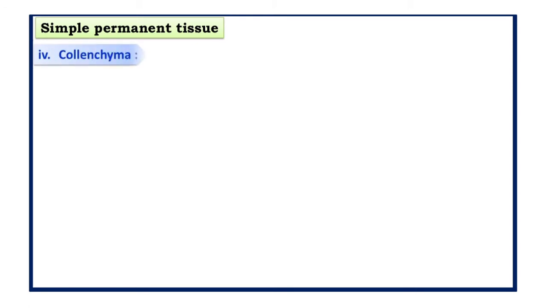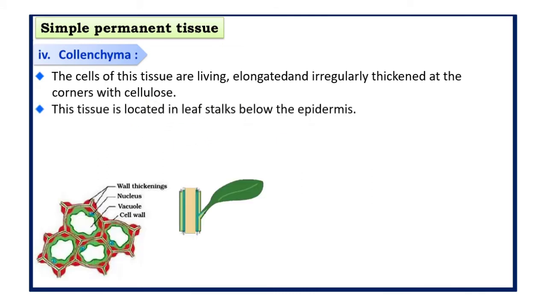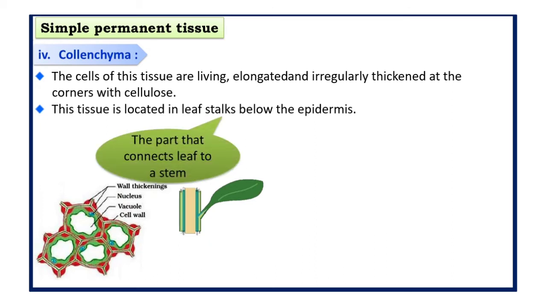Next we are going to study the collenchyma. The cells of this tissue are living, they are elongated, and you can find they are irregularly thick at the corners with a type of carbohydrate, that is cellulose. This tissue is generally located in the leaf stalk, that is below the epidermis. This kind of tissue generally provides flexibility to the plant.